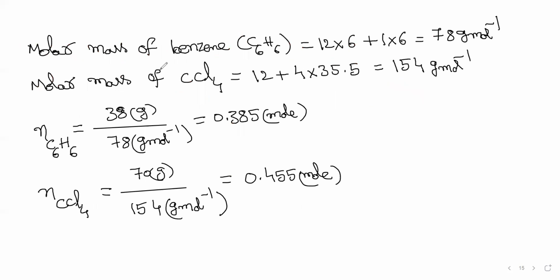So let's move on. The molar mass of benzene is 78 gram per mole, and the molar mass of CCl4 is 154 gram per mole. I just gave the calculations; you can follow this. The number of moles of C6H6 is 30 divided by 78, so that is 0.385. And the number of moles of CCl4 is 70 divided by 154, 0.455. This is how you get the numbers.